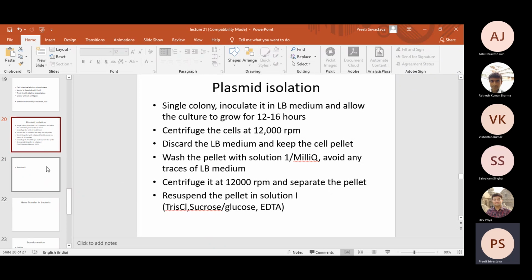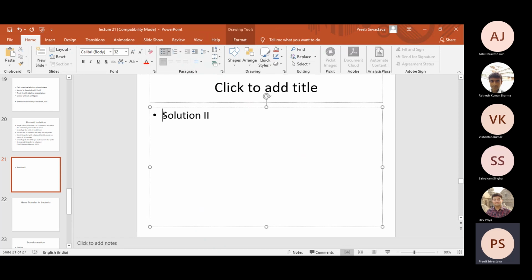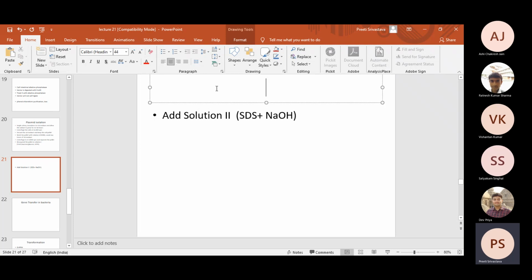Okay, so once you resuspend the pellet in solution 1 and have mixed it, then you add solution 2. Now this is very important. Solution 2 contains SDS, and the class knows that it's an anionic detergent which helps in lysing the membrane, and sodium hydroxide. So that is why this whole method of plasmid isolation is called the lysis method.